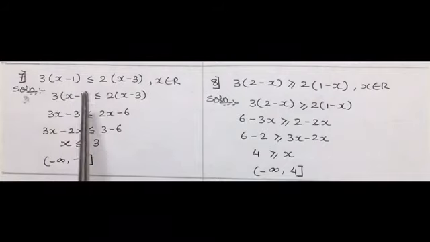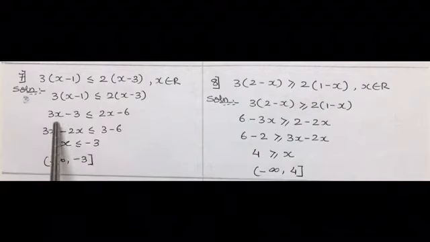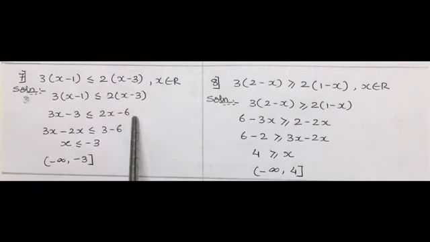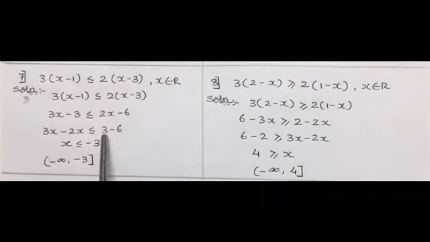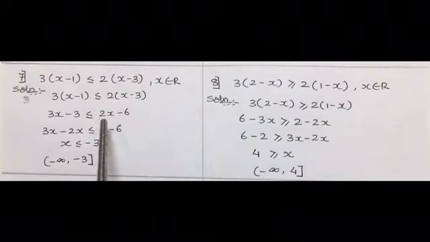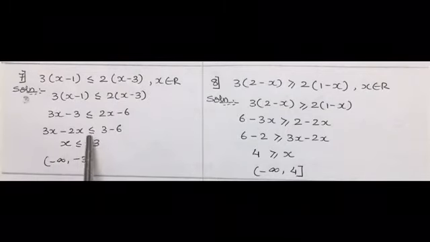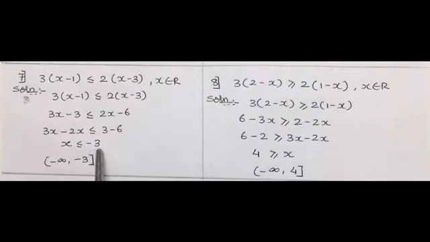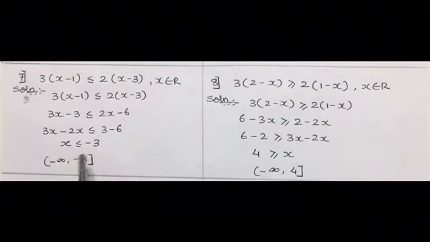To solve this inequality, we need to open the bracket on both sides. So it becomes 3x minus 3 less than or equal to 2x minus 6. Taking minus 3 to the other side becomes plus 3. Shifting 2x to the other side, we get 3x minus 2x less than or equal to 3 minus 6, which makes it minus 3. So 3x minus 2x gives x less than or equal to minus 3.